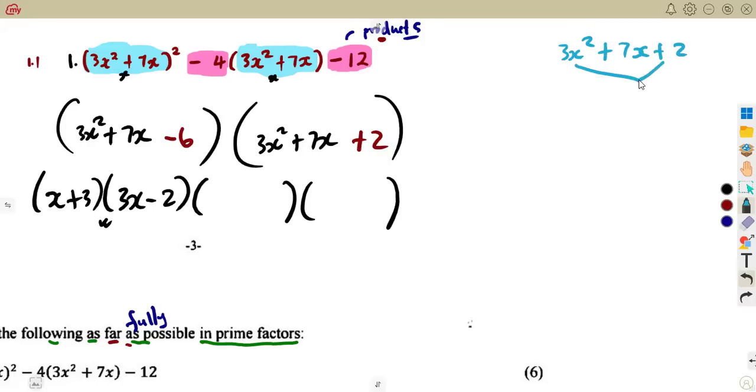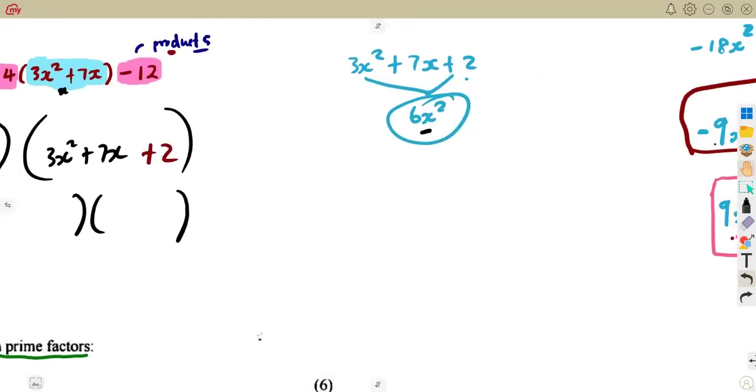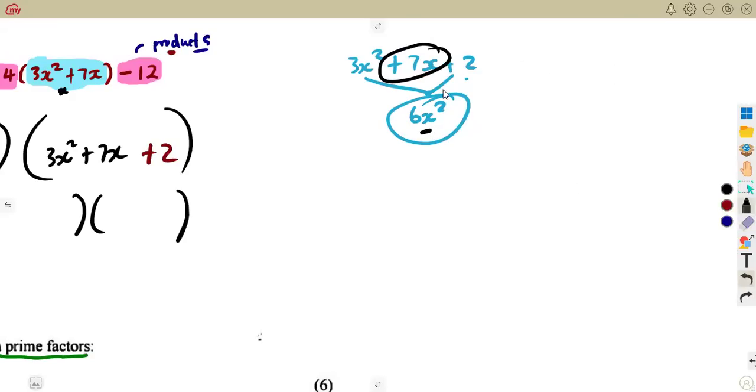Like I said, you multiply first and last. 3 times 2, that's 6x squared. Then you look for the factors of 6x squared, but these factors must add up to 7x. So do we have two numbers? You multiply 2 terms, you get 6x squared, but when you add, you must get what? Positive 7x. So the numbers definitely will be 6x and x. If you multiply these, you get 6x squared. If you add 6 plus 1, that's a 7.